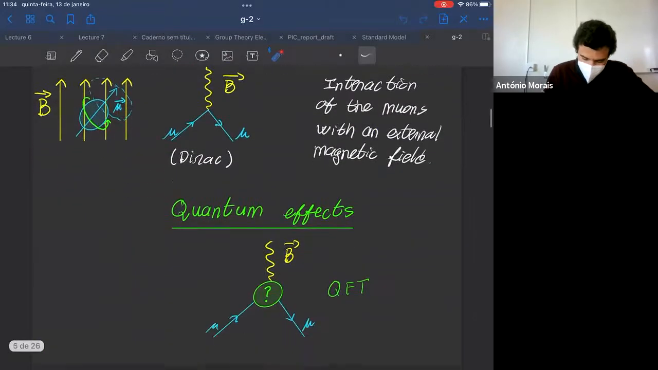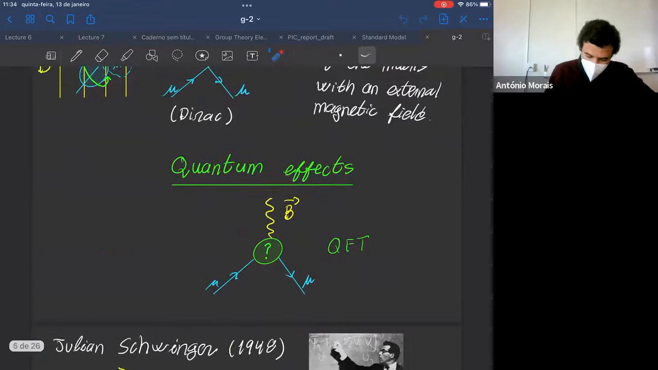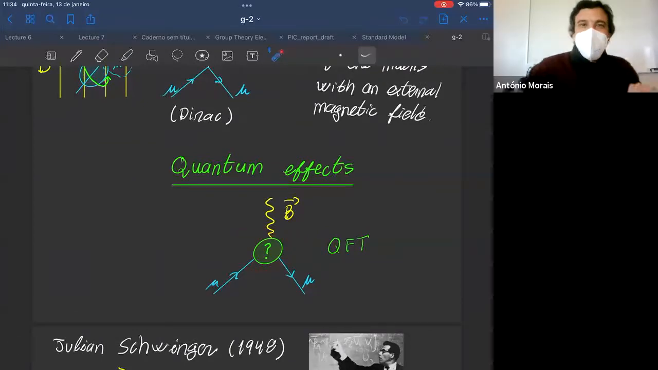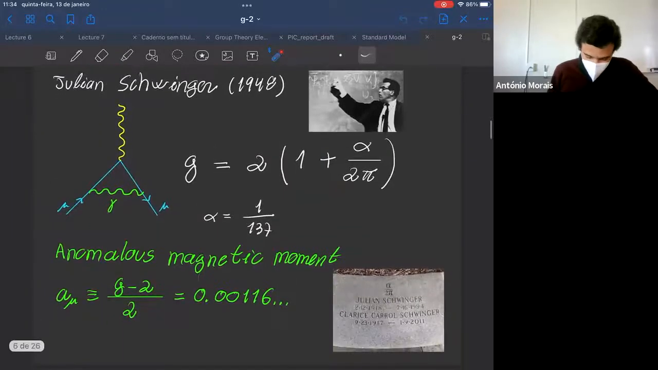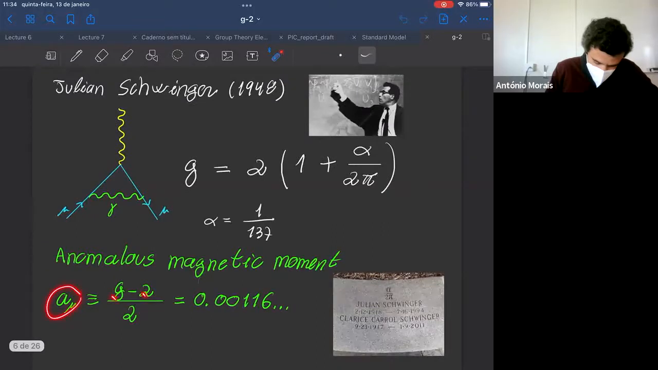So, the Dirac equation and so on. So you can have quantum effects. I'm not going to give this talk in full detail. But Schwinger, this is what you are talking about. And of course, we should define this a_mu, which is (g minus 2) over 2.